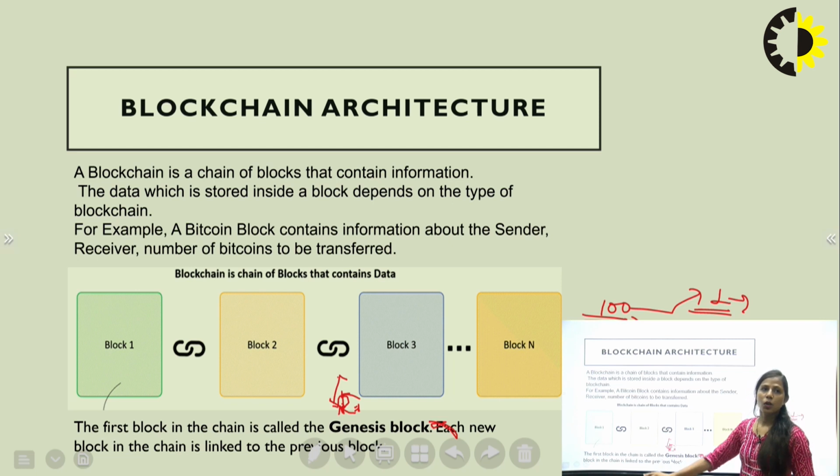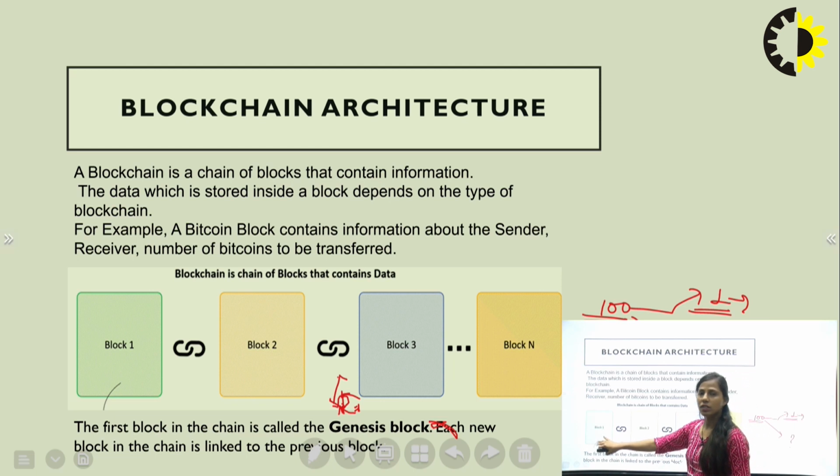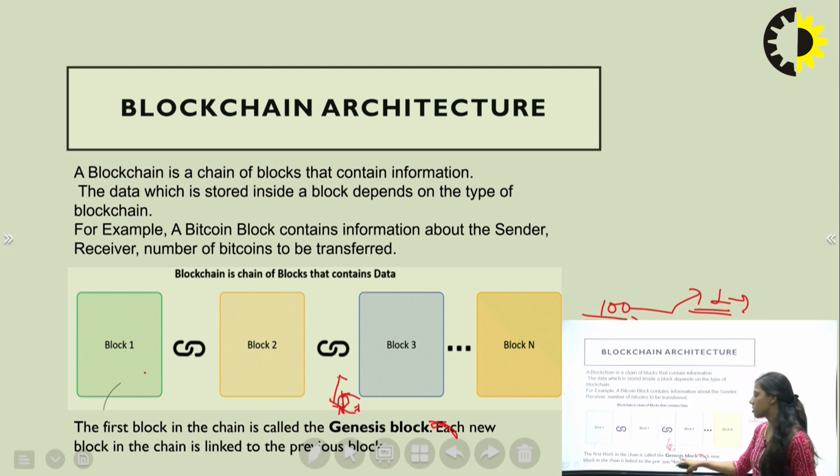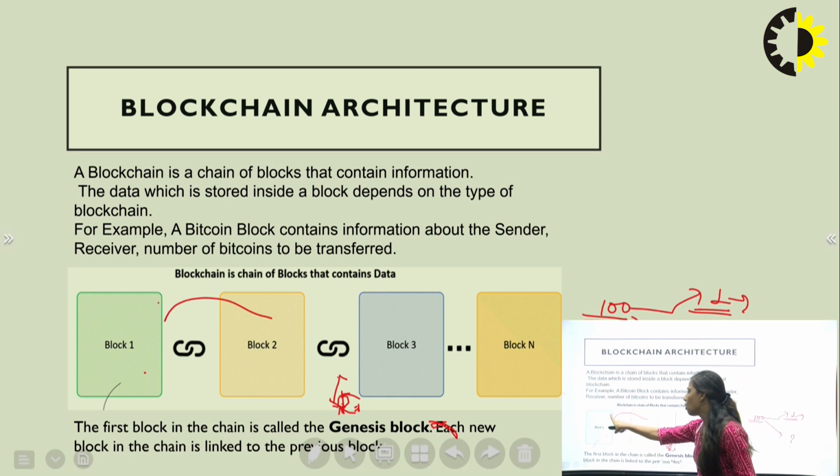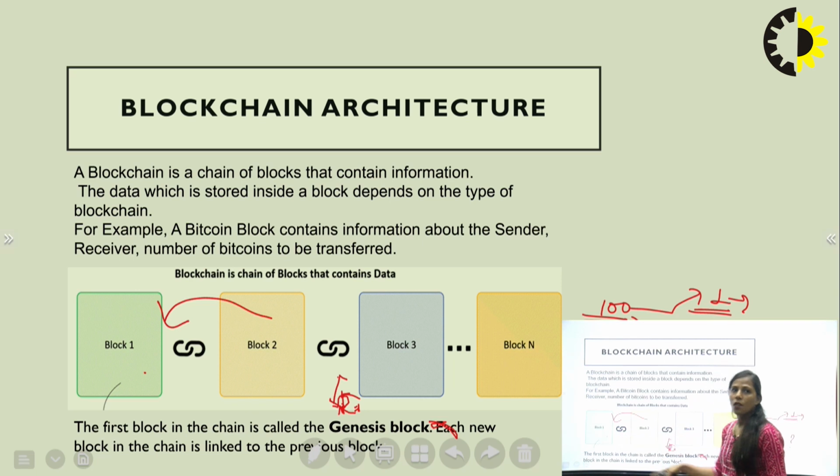Now, the first block of a blockchain is called the Genesis block. This is the first block, and it is called the Genesis block. Each new block in the chain is linked to the previous one. This block is linked here with block 1. So this is the first block, called the Genesis block, and this is block 2, which is linked to block 1. The linking is done using hashing. We will discuss what hashing is in the further slides.